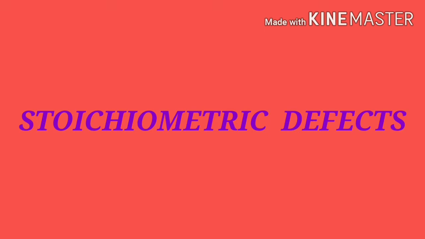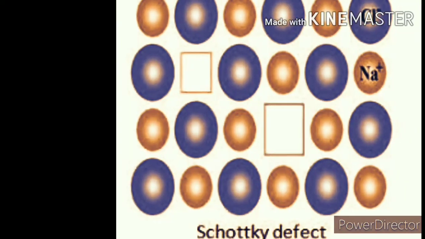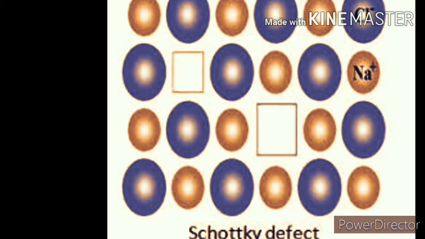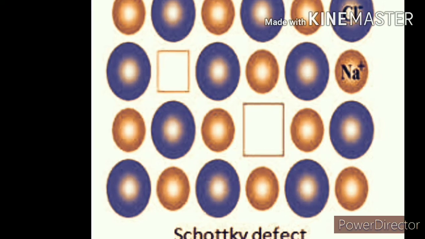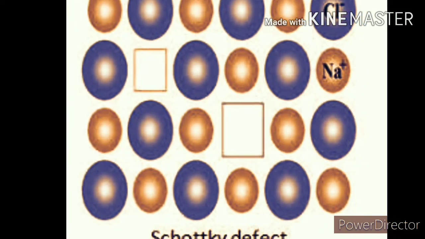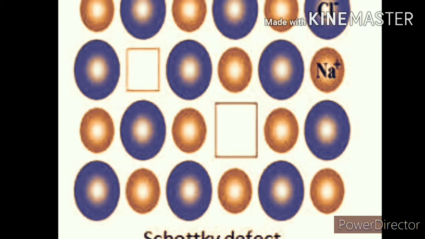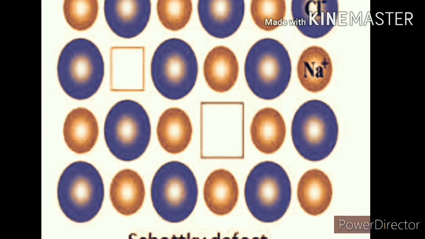These are the compounds in which the cations and anions are in the same ratio as indicated by the chemical formula. Schottky defect is a type of stoichiometric defect in ionic solids. In this type of defect, an equal number of cations and anions are missing from their places. This results in a decrease in the density of the solid, but electrical neutrality is maintained.